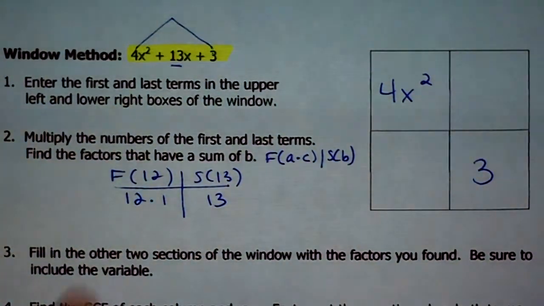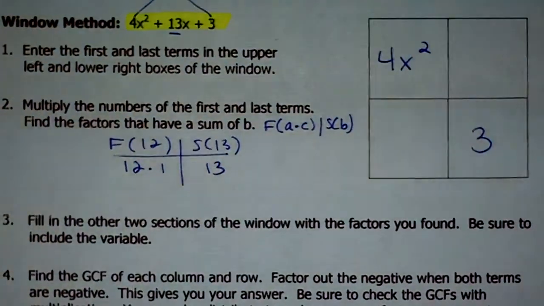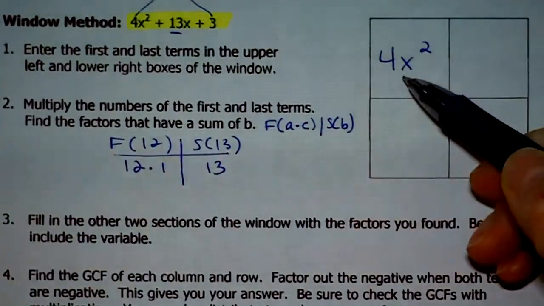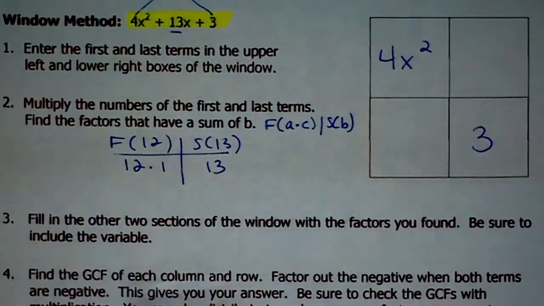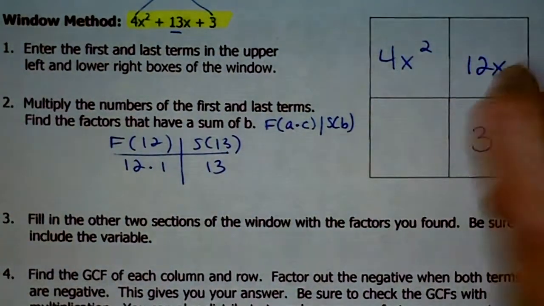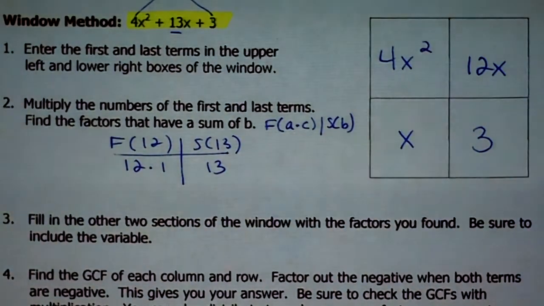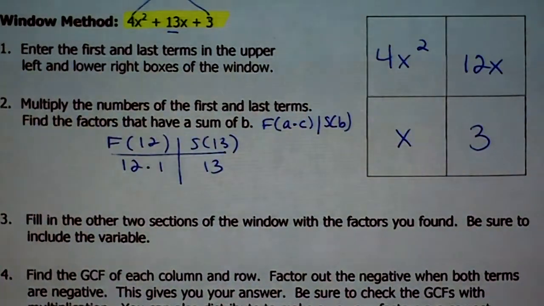Okay, so what are you supposed to do with these factors? It says fill in the other two sections of the window with the factors that we found, but make sure we include our variable. I see that we have an x squared here, right? But we need to have those x terms as well. So it doesn't matter which box you place which number in. I'll put my 12 up here with an x after it. And I'm not going to write 1x, I'm just going to write x, because normally you won't see it with a 1. If I would have written 12x here and x there, it would have been fine. I'd get the same answer, no big deal. Okay, so that's our step 3.